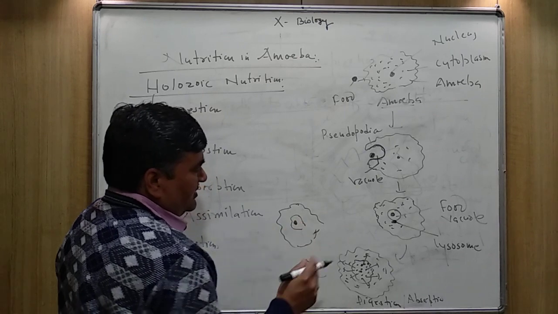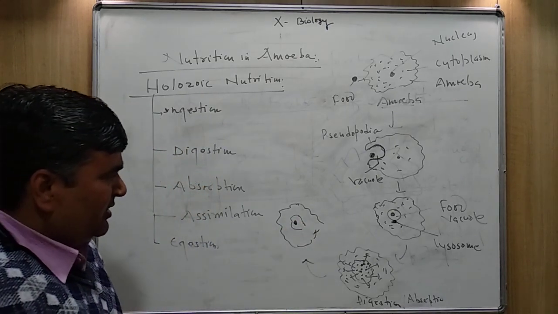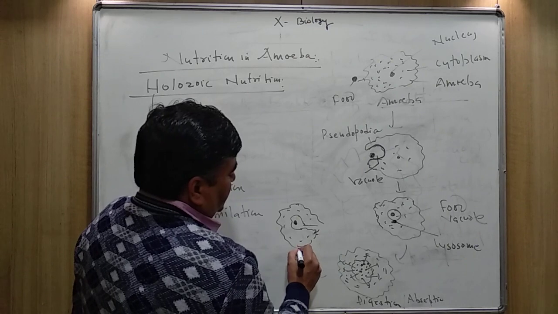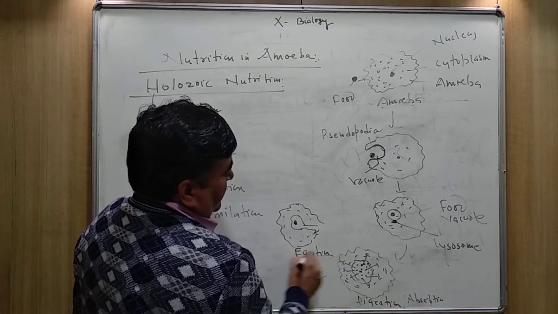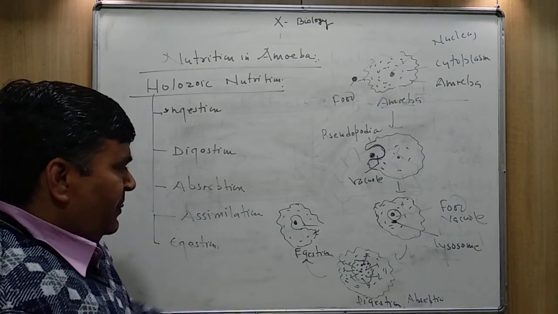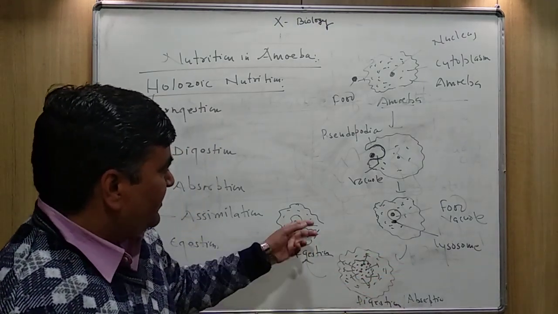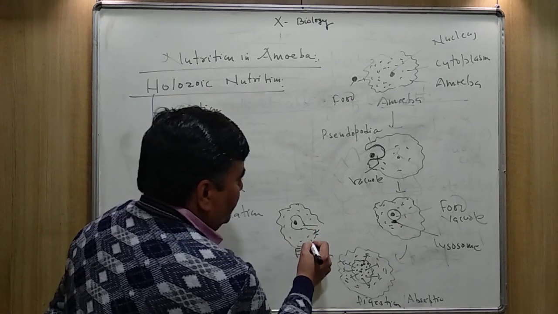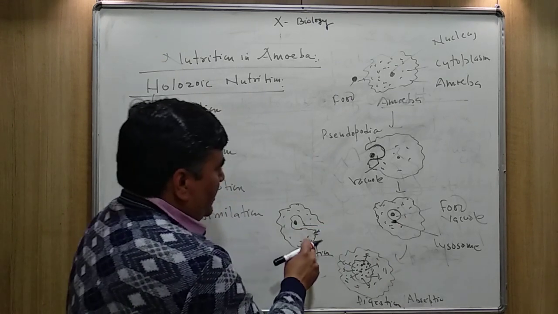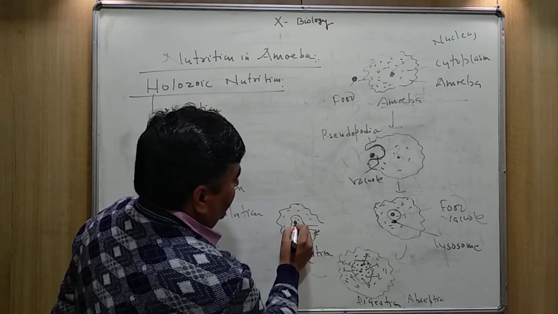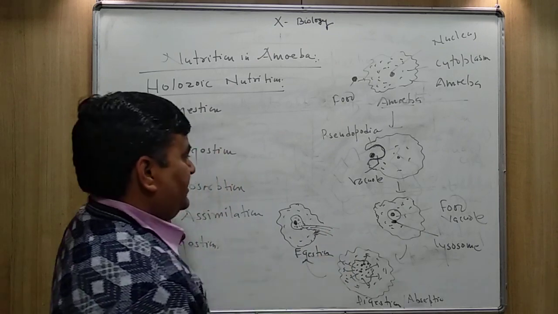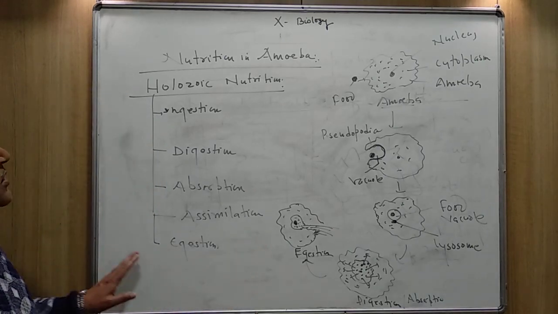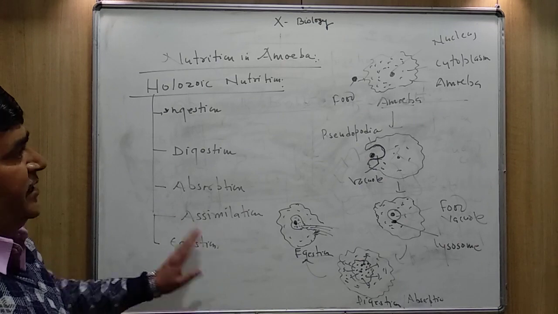Not all the food materials inside the food vacuole are digested. Some of the food materials are undigested, and these undigested food materials are removed outside the amoeba, and this process is called egestion. During the process of egestion, the amoebic cell doesn't have any special point. At any point of the amoebic cell, the cell membrane gets ruptured, and the food vacuole along with the undigested food materials are removed outside, and this is called egestion. So this is all about the holozoic mode of nutrition in amoeba.